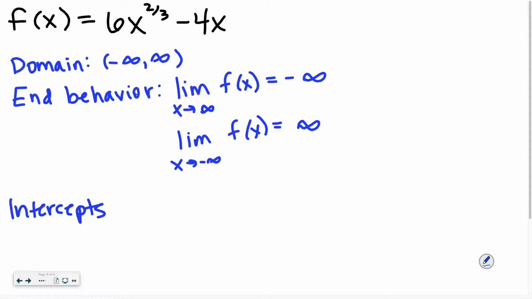Okay. Intercepts. On the examples we did yesterday, our intercepts really didn't take us much work. This one might be a little bit different. At least for our y-intercept, we can see that if we plug in 0, we're going to get 0. Okay, well, what about our x-intercepts?